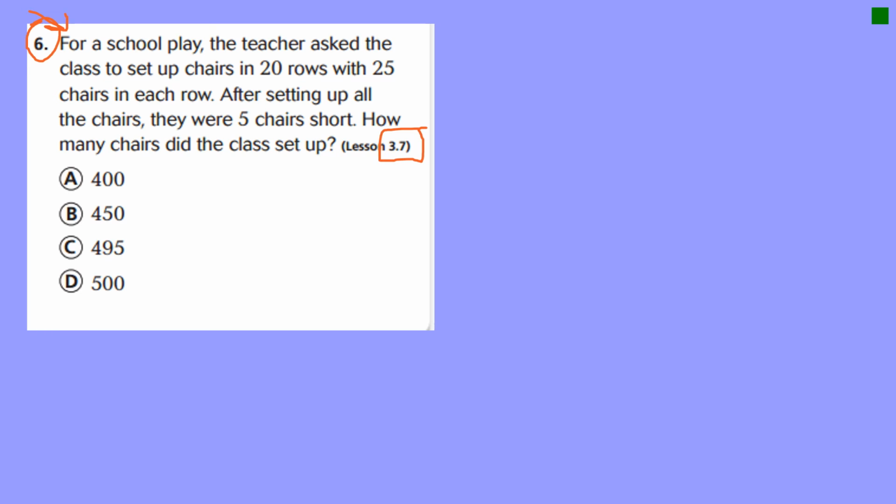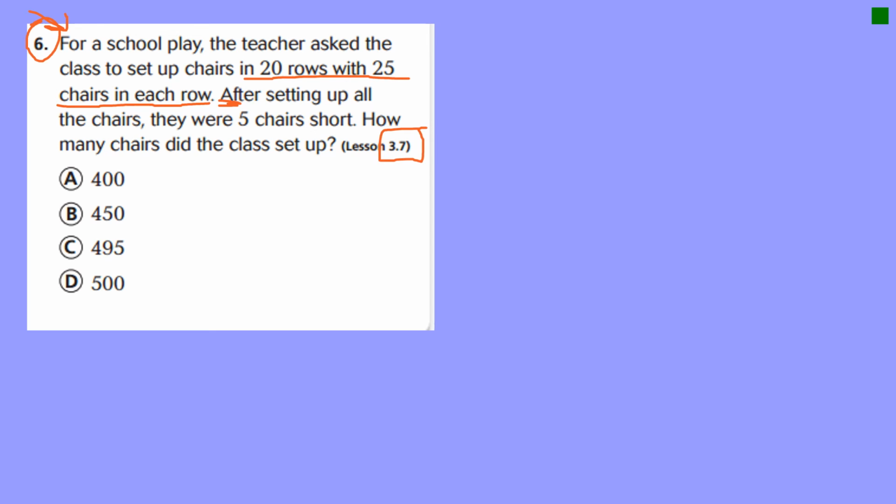For a school play, the teacher asked the class to set up chairs in 20 rows with 25 chairs in each row. I'm going to underline that. 20 rows with 25 chairs in each row. Okay, check. Now let's keep reading. After setting up all the chairs, they were 5 chairs short. How many chairs did the class set up?